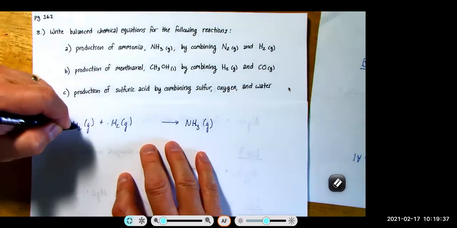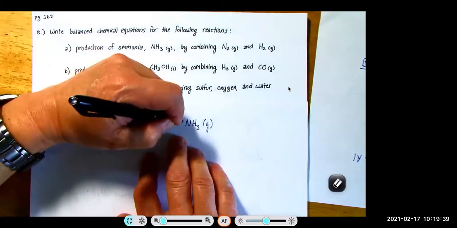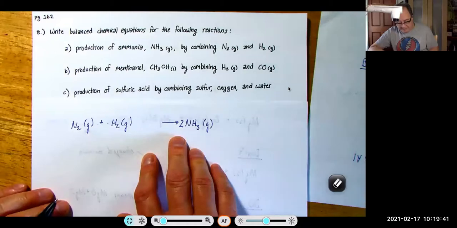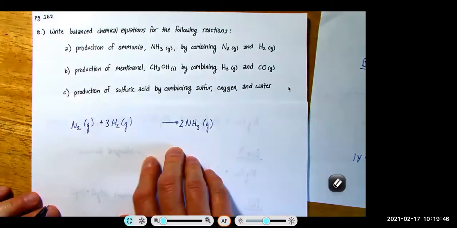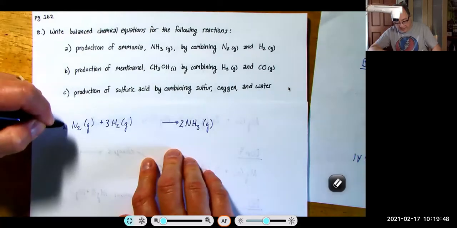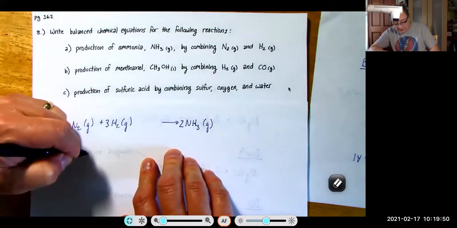Well, I would put a 2 in front of ammonia. So would I. And then I'd need to put a 3 in front of H2. And there you go. Done. How about B? B is going to be a little harder.